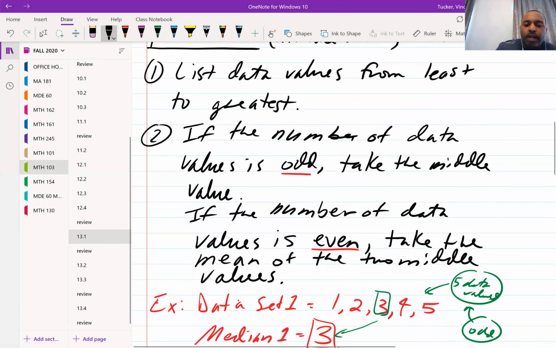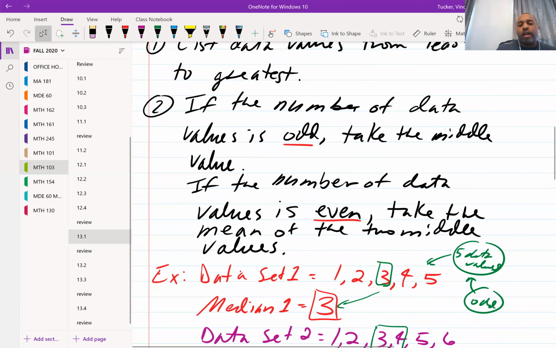So let's say I had a data set that had 1, 2, 3, 4, 5. I have 5 data values, so that means I do have a middle value because that's an odd number. So I just pick the middle number, which is 3. That will be your median.